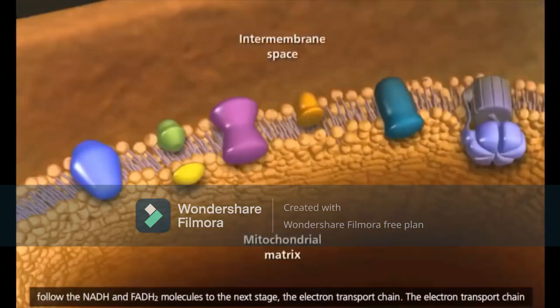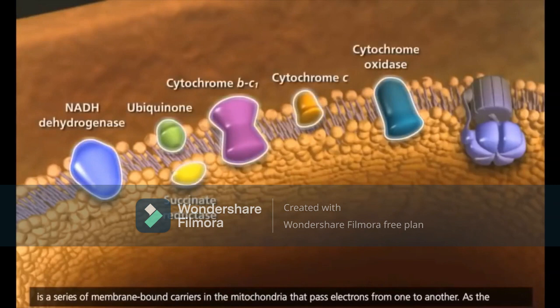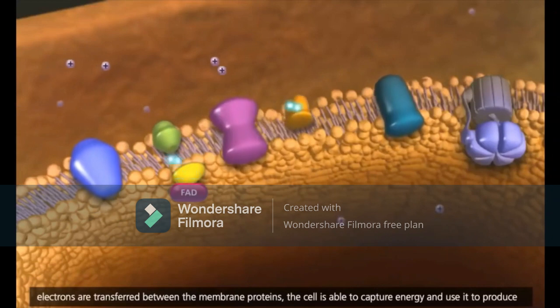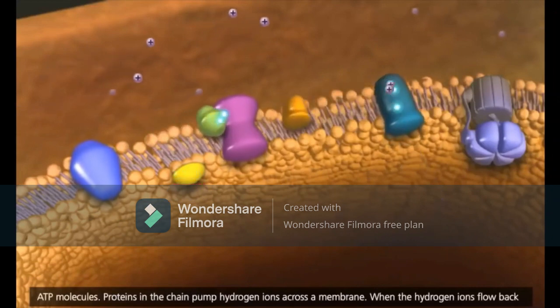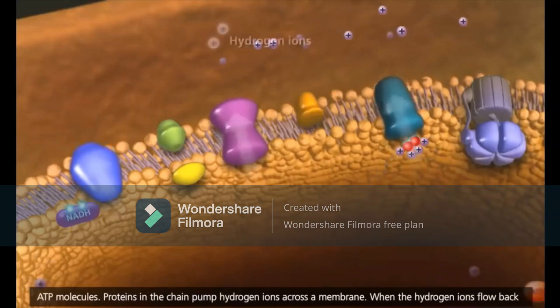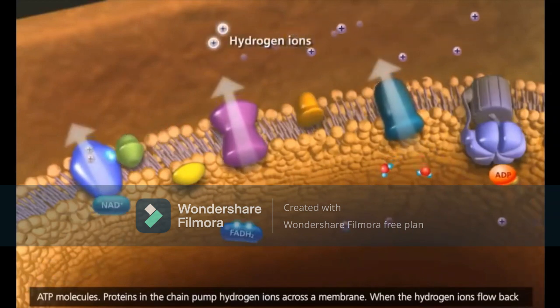The electron transport chain is a series of membrane-bound carriers in the mitochondria that pass electrons from one to another. As the electrons are transferred between the membrane proteins, the cell is able to capture energy and use it to produce ATP molecules. Proteins in the chain pump hydrogen ions across a membrane.